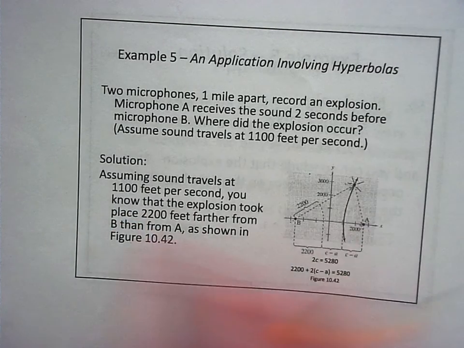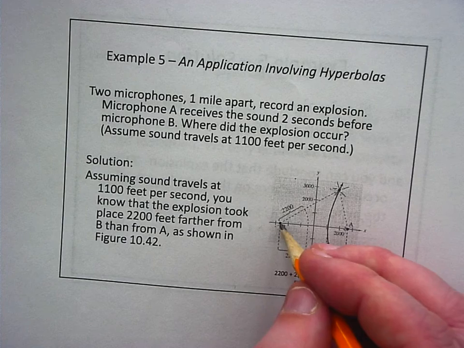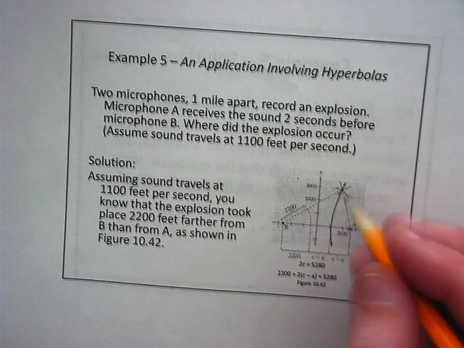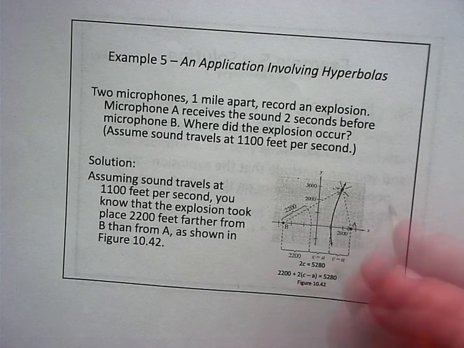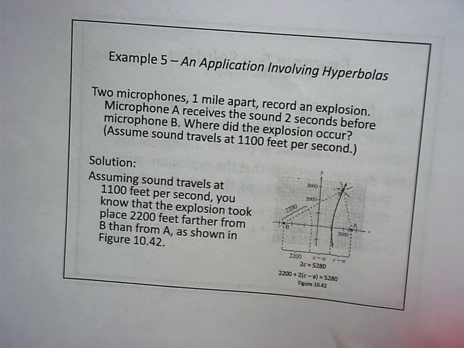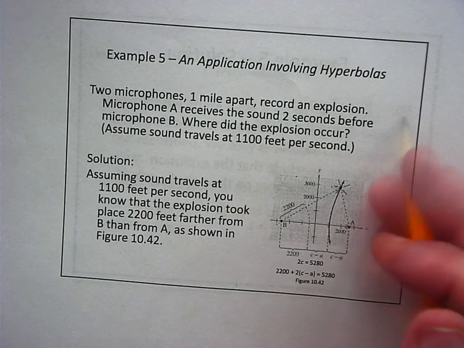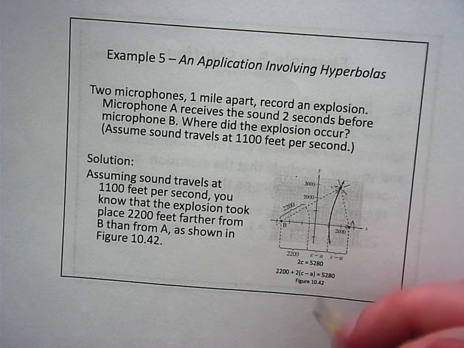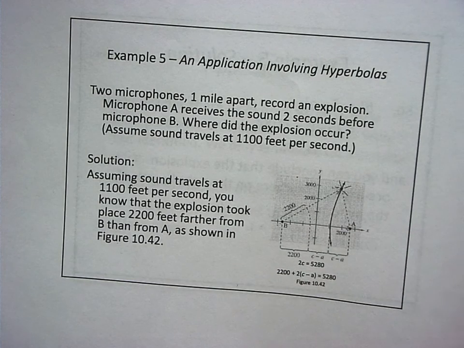If sound's traveling that fast and it takes 2 more seconds to get here, that means this spot is 2,200 feet further away than this one, because that difference will always be constant. So they don't know where along the hyperbola the explosion happened, but they know it happened on that hyperbola somewhere. They can generate what that hyperbola looks like.